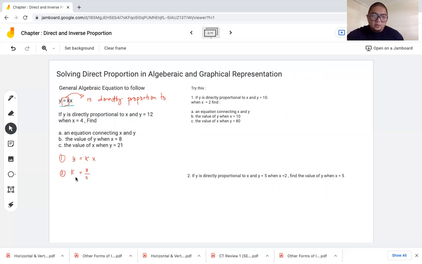Now, you can only get the value of k if you have these values for the y and x. Now, if you notice in the statement, it automatically tells us that the y is equivalent to 12 and the x is equivalent to 4. So if we calculate those, this will give us an idea that the k will now be equivalent to 3.